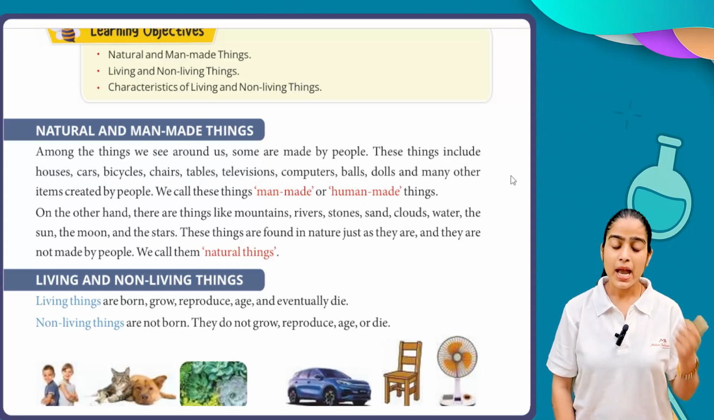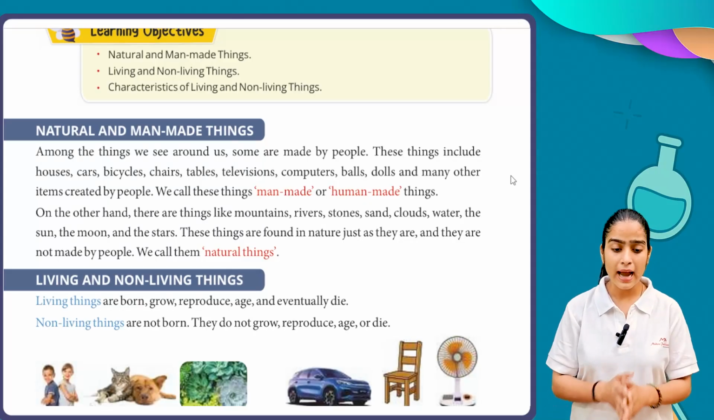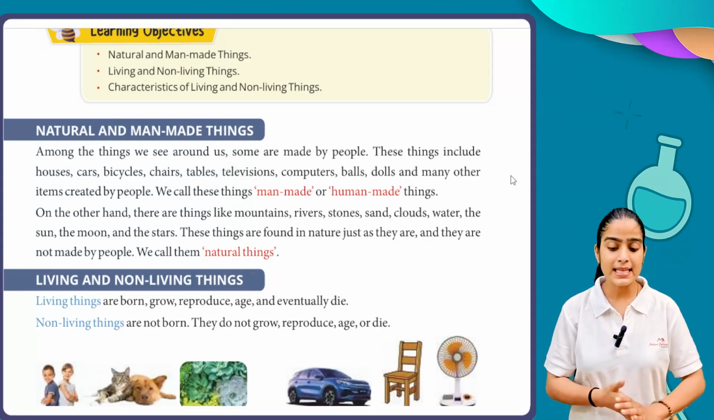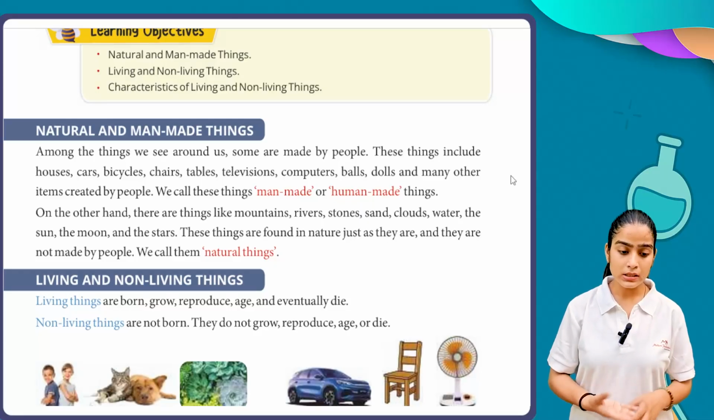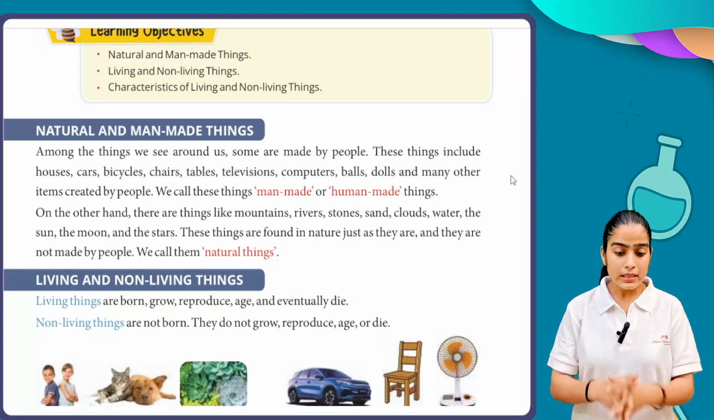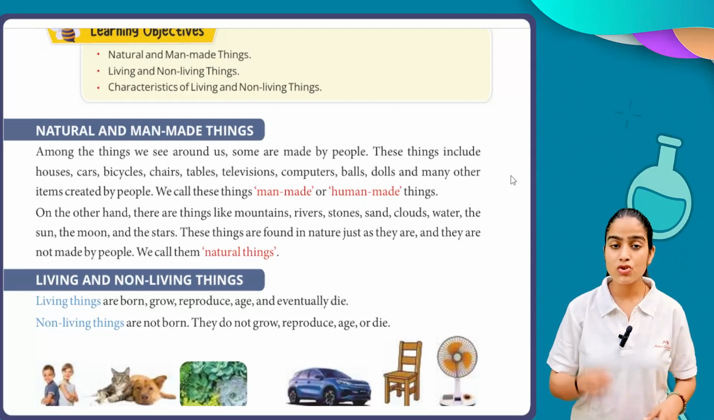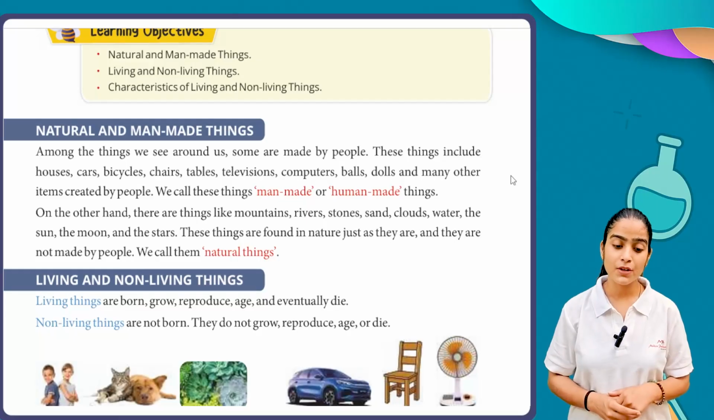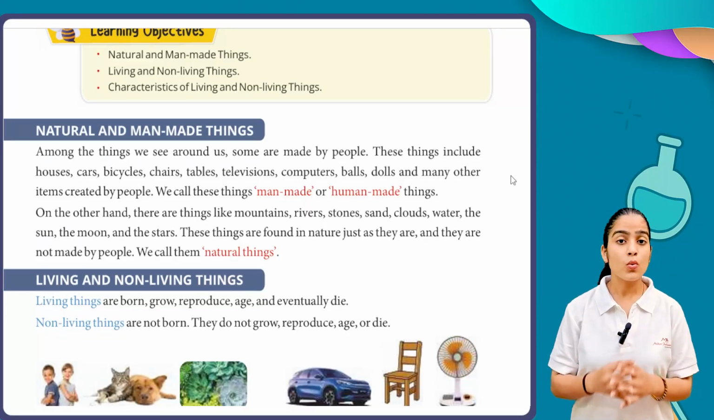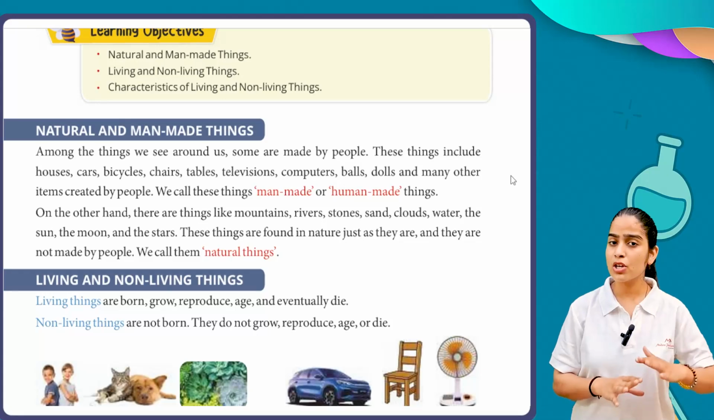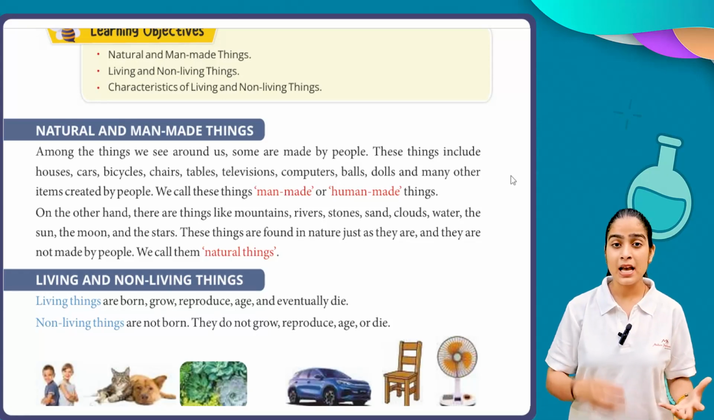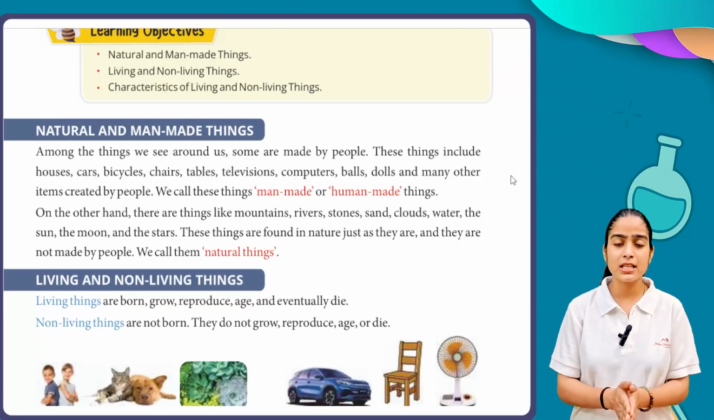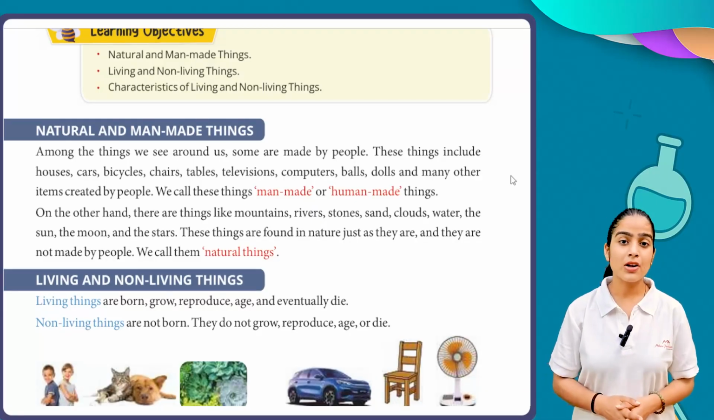On the other hand, there are things like mountains, rivers, stones, sand, clouds, water, the sun, the moon, and the stars. These things are found in nature just as they are, and they are not made by people. That's why we call them natural things. So what we understand here is that those things which are not made by people, and that are in nature as they are. We can also say these things are given by God. Those are your natural things.